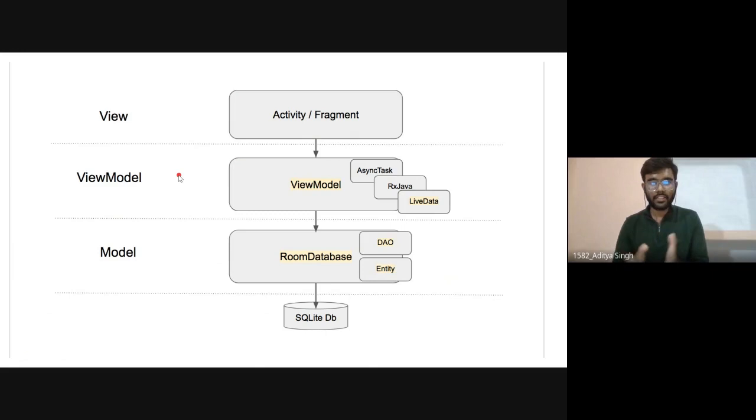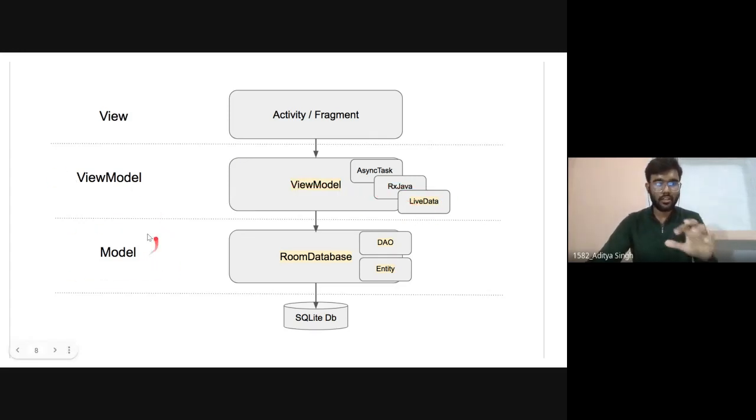Now, live data is basically a class which helps you in observing real-time data changes. You have observers, and live data is lifecycle aware. What does lifecycle aware mean? It means that as long as your activity is running, live data will work, and as you move from this activity to another activity, your live data will stop working. This is what lifecycle aware means. This is a very good concept, live data, which we can use with view model. Now lastly comes the model part.